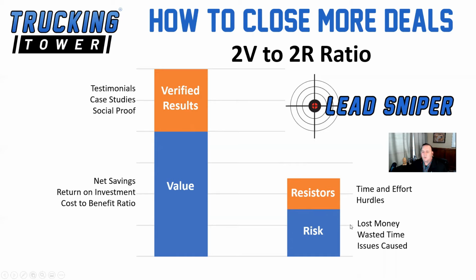And then risk would be things like lost money, wasted time, and issues caused by whatever product or service offering that you're bringing to the market. So again, you want the left side, of course, to be way bigger than the right. And you want to actually let executives know how that works. What is the value that you're bringing to them? What's in it for them? And what kind of proof do you have that they're going to get to those results?